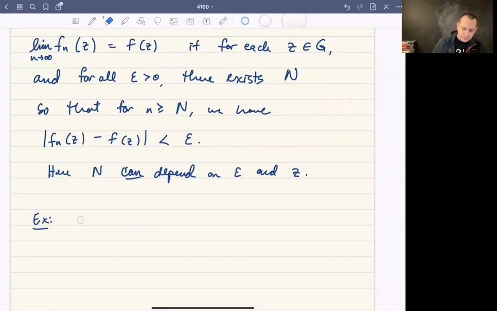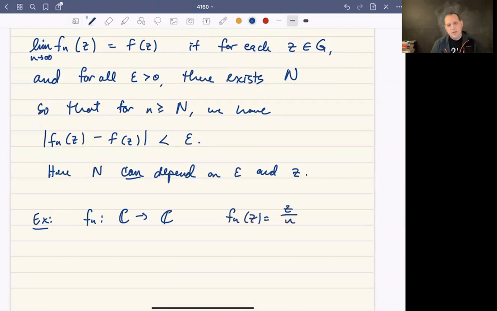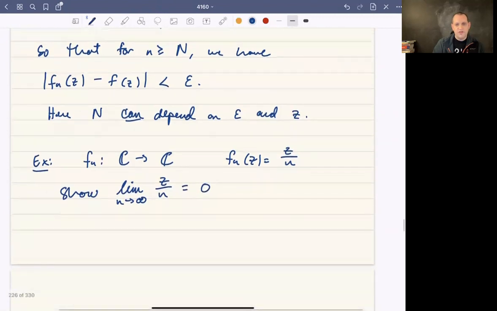So let's consider f sub n mapping the complex plane to the complex plane, given by f sub n of z is z over n. So just something nice and simple. And here I'm going to let n be greater than or equal to 1. And what we want to do is show that we have pointwise convergence, that the limit as n goes to infinity of z over n is 0. Okay, so we want to show that the sequence tends to 0.